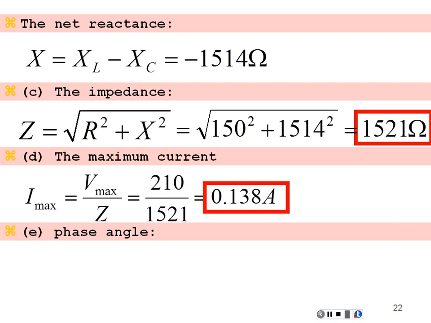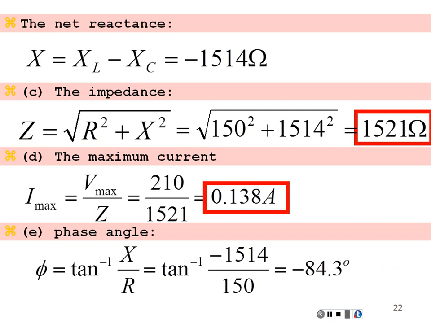What's the phase angle? That's the inverse tangent of the net reactance over the resistance. So that would be inverse tangent of negative 1,514 over 150. Ohms cancel out. That'll give us a negative 84.3 degrees, and we can see that this particular circuit is very nearly totally capacitive, because a negative 90 would have given us a fully capacitive circuit.